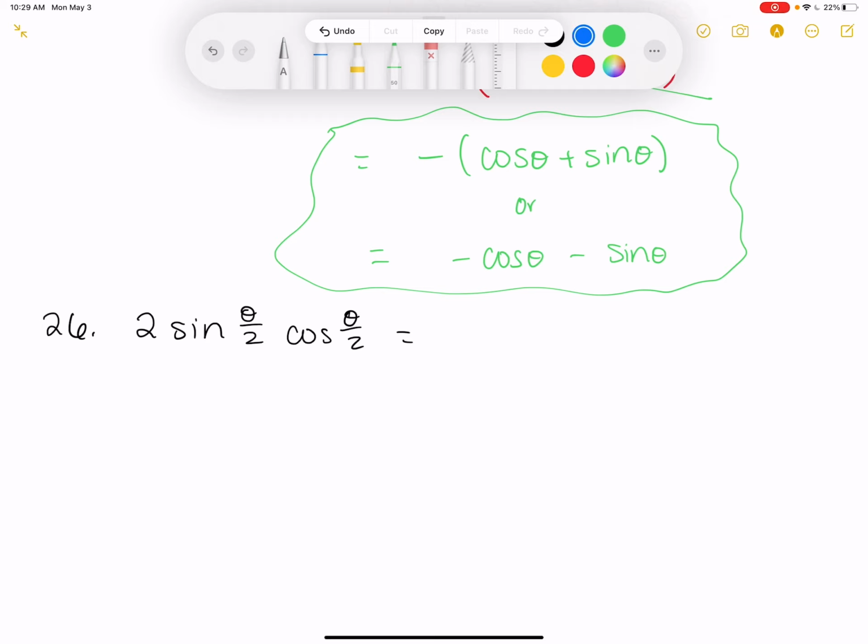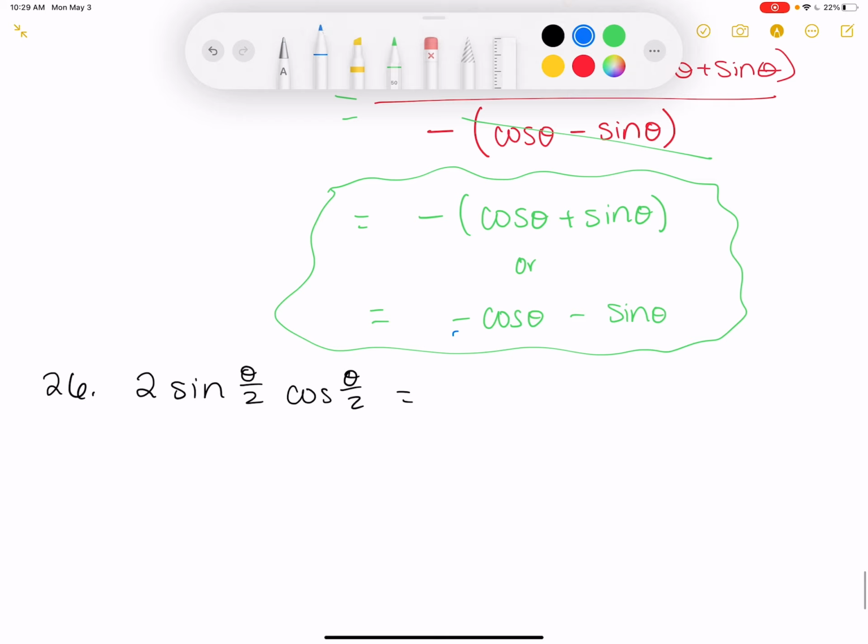Doesn't the sine go away? Because for half angles you use cosine. Like for half angles, the formula for sine is cosine. So the sine goes away, right?